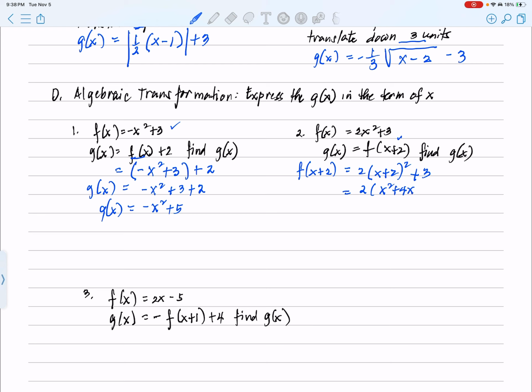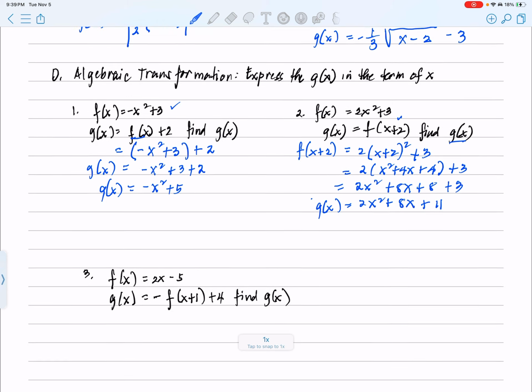That is the square of a binomial. 2 squared is 4 plus 3. Then multiply 2x squared. 2 plus 4x, that is 8x. 2 plus 4, that's 8, plus 3. So simplifying, find the g of x, would be 2x squared plus 8x. 8 plus 3, it's 11.